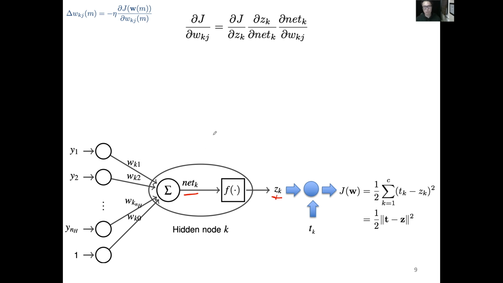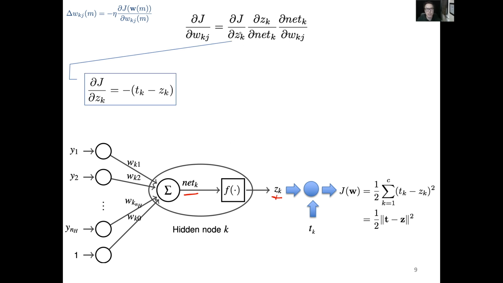Okay, so once we formulate the problem like this, that is we would like to find the rate of change of J with respect to W_kj, now we are going to look at that one by one. Partial J over partial Z_k, because we do the partial derivative, that means we consider all these variables to be constant except Z_k.